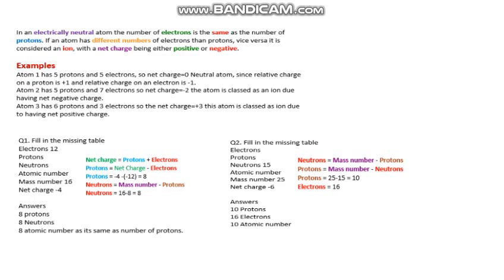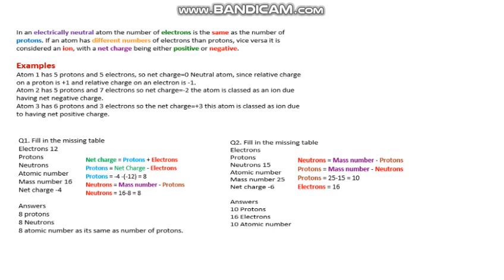Using our other word equation that we obtained, we can rearrange to get the number of neutrons. So the number of neutrons equals the mass number subtracted by the number of protons. The mass number is 16, the number of protons is 8, therefore that means the number of neutrons equals 8. And the atomic number is the same as the number of protons. So the number of protons altogether is 8, the number of neutrons is 8, and the atomic number is also 8.